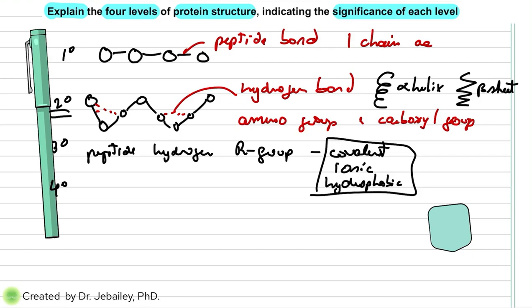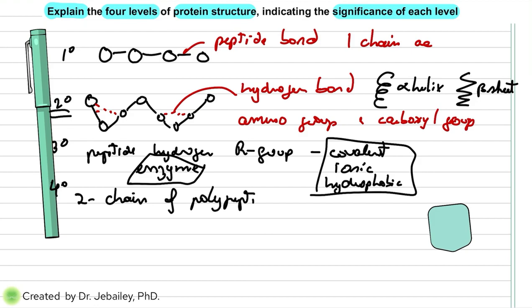Now, an example for tertiary is the enzyme. This is a perfect example of tertiary. Quaternary will be more than 2 chains of polypeptides, and they usually have a prosthetic group here, which can be a heme, it can be an iron, and an example of it will be the hemoglobin.